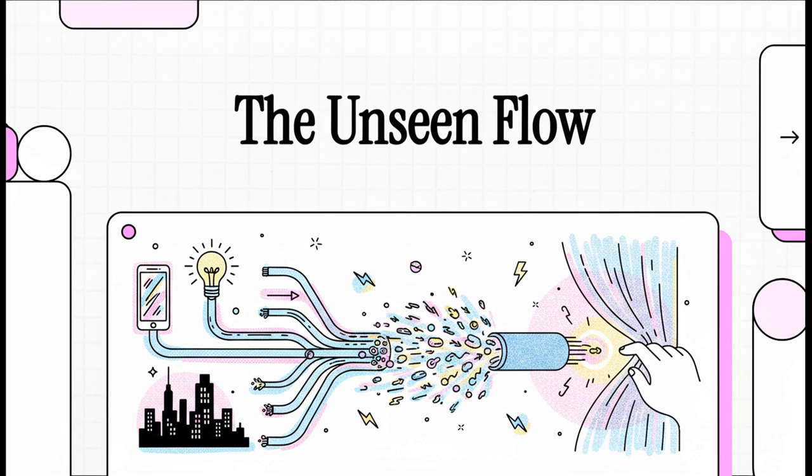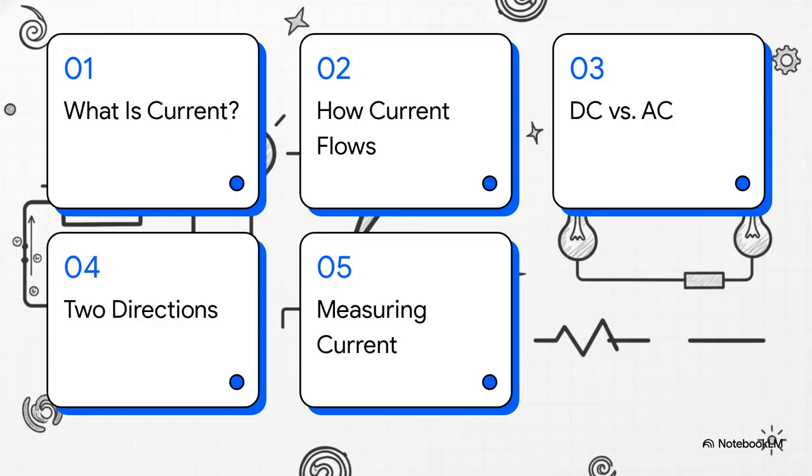So today, we're going to pull back that curtain and really get a handle on this fundamental force. Okay, so here's the game plan. We're going to start with the absolute basics. What is electric current? Then we'll zoom in and see how it moves through something like a metal wire. After that, we'll look at the two main types, you've probably heard of them, DC and AC. Then there's a really great story, a kind of historical mix-up about which way it flows. And finally, we'll get practical and see how you can actually measure this invisible flow.